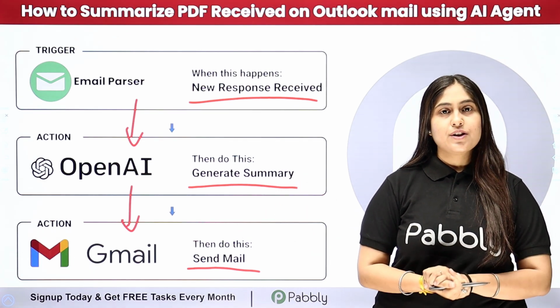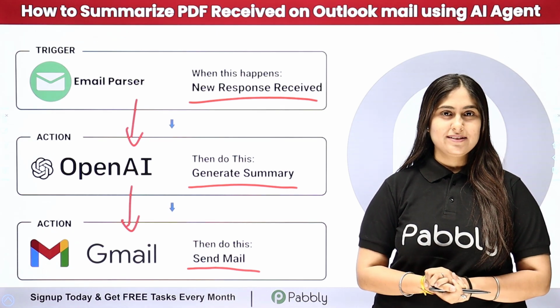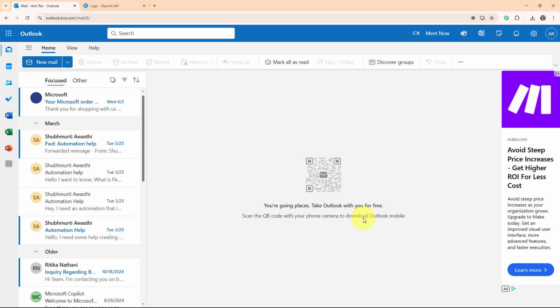So to see the working of this automation and to learn this process step by step, let me take you to my screen. Welcome to my screen. In this video, I'll show you how to automatically summarize PDF files received in Outlook using an AI agent. It's a great way to quickly grasp the key information from reports, invoices or contracts without reading every page.